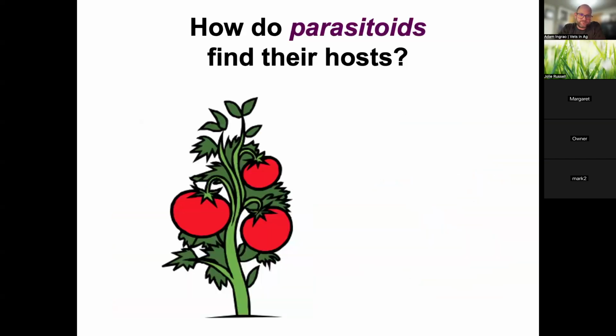Parasitoids are very different. Parasitoids use an entirely different set of tools and strategies in order to find their hosts. They're not just randomly moving around a landscape and looking for things. What parasitoids are using is a very, very intuitive and intelligent way of finding other organisms. Let's go back to our tomato plant that we started with at the beginning of this talk. So our tomato plant is being attacked by a tomato hornworm.